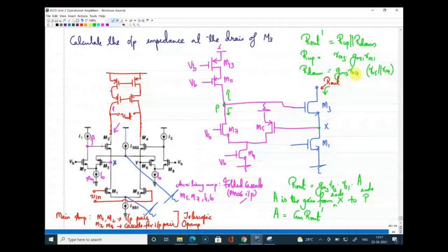Alright. Now if you substitute what is R up and R down here, you will get R out dash. Substitute that R out dash in A, and your gm is equal to gm5 because that is the input transistor, and substitute the entire A back into R out. You will get the final output impedance at the drain of M3.